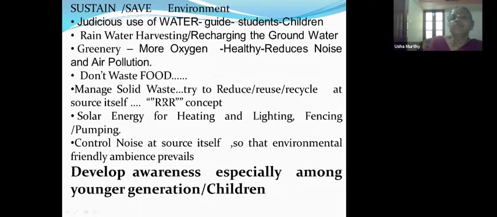That is, try to adopt the 3R concept. Try to reduce the generation of waste at the source itself. Then go for reuse or recycle. That is, adopt the 3R concept. Then tap solar energy wherever it is possible. Solar energy is possible for heating, lighting, fencing, pumping, AC, anything like that. Tap solar energy. And if you are a consultant, make sure that the proponent will adopt the solar energy concept anytime. Then control noise at the source itself, so that the general environment will be very friendly.